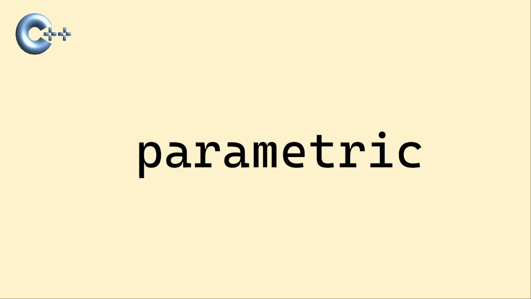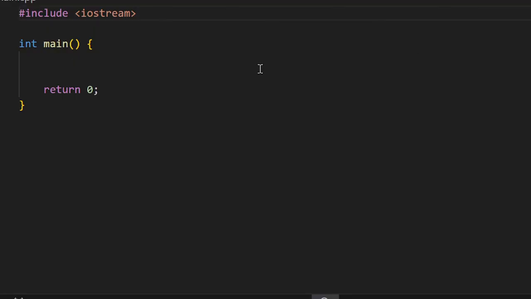Now it is time to talk about parametric polymorphism. It is a kind of polymorphism where a function or class assumes different forms based on the type of the data to be used with them. Template is a tool to realize parametric polymorphism, and you will also see the term generic polymorphism used for this. Let us learn this through coding.